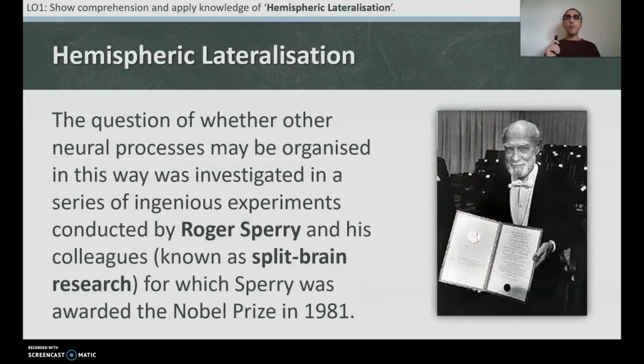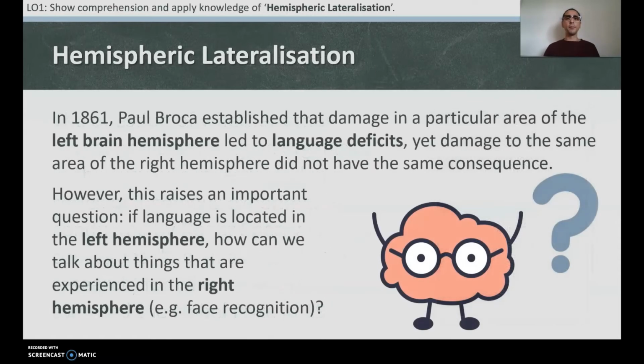The question of whether other neural processes may be organized in this way was investigated in a series of ingenious experiments conducted by Roger Sperry and his colleagues, known as split brain research, for which Sperry was awarded the Nobel Prize in 1981. So this guy got a Nobel Prize for this piece of research, right? Let's find out a bit more about it. What did this guy Sperry do? Me and my mate Roger.